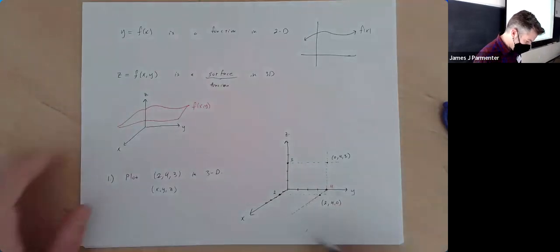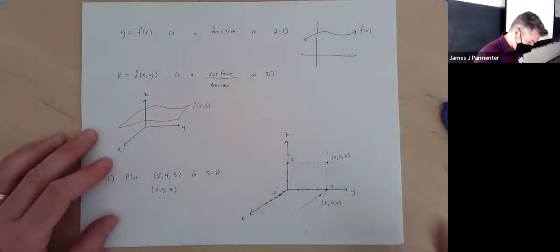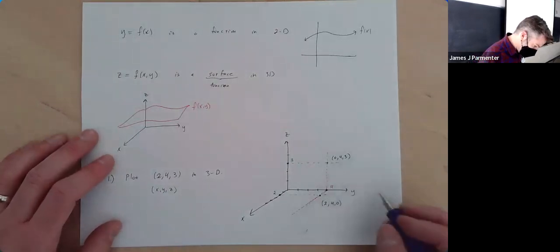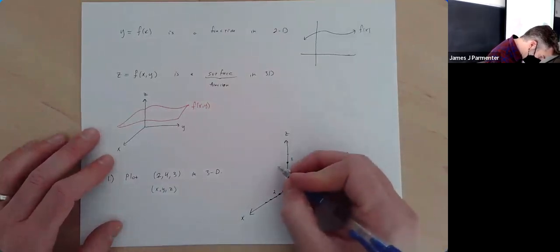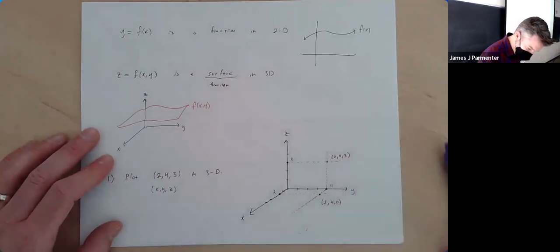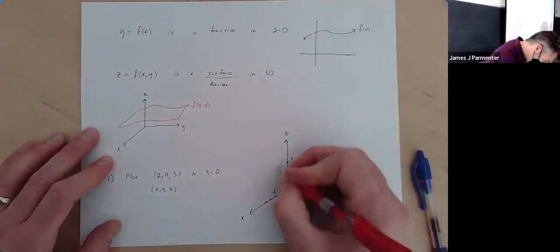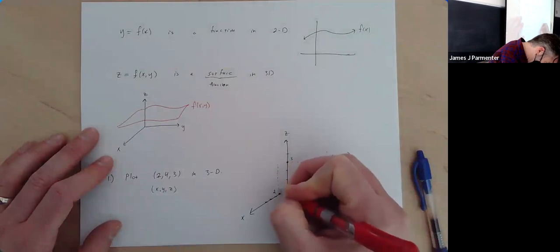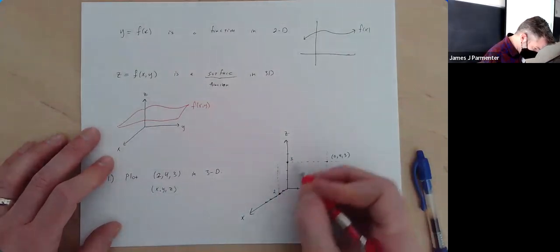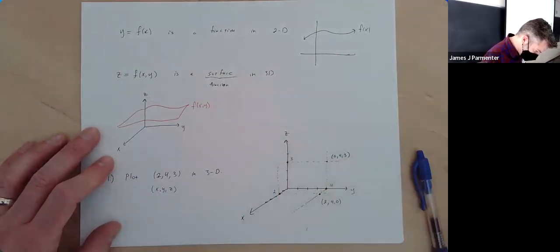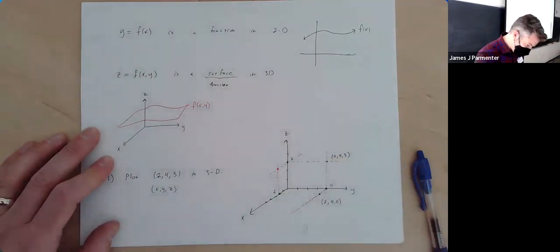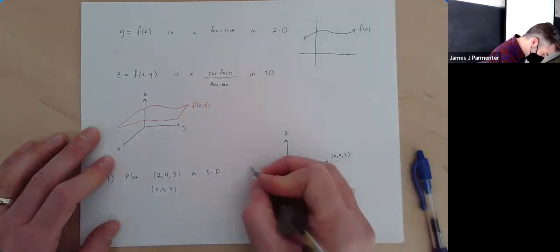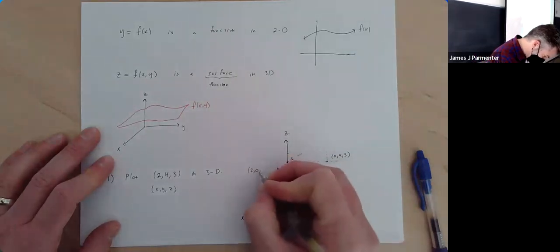And then from this point here, I'm going to go 3 up. The colors almost appear the same, but it's fine. I can use whatever colors I want. So I'm going to go 3 up. Now, I don't actually know how much 3 up is, but I'm going to go also this way 2 over. And that point there would be the point x is 2, y is 0, and z is 3.